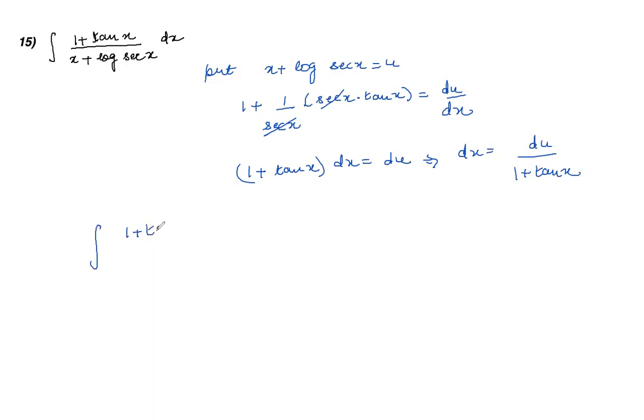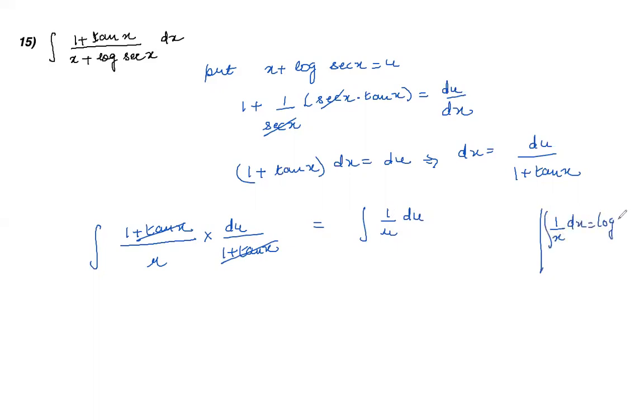So it would be 1 plus tan x. I'm keeping 1 plus tan x as it is, okay? And instead of x plus log sec x, I'm putting u. Now I'm substituting the value of dx, that is equal to du upon 1 plus tan x. So see, 1 plus tan x and 1 plus tan x got cancelled, and finally I'm left with integration of 1 upon u du. Okay, now we know that the integration of 1 upon x dx is equal to log x. Similarly, integration of 1 upon u will give me log u plus c.